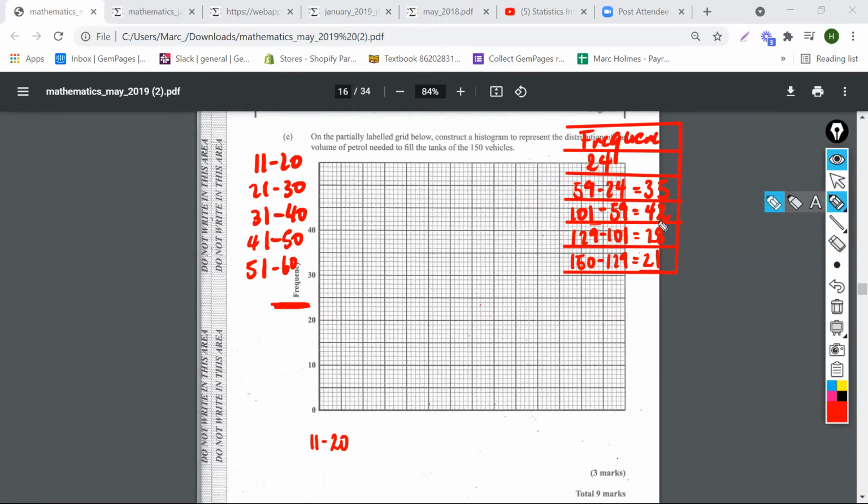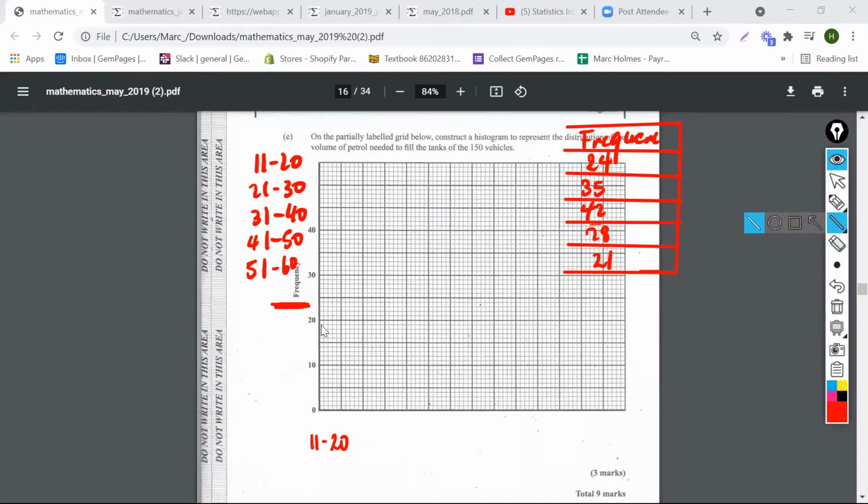24, 35, sorry. 24, 35, 42. Let me write it better. It's kind of hard to see it. Let me write it so everybody can see them. Cool. So 24, 35, 42, 28, and 21. So that's the frequency for the classes, guys. So they just want us to plot it on the graph. It's still really easy. Let me just show you what's up.